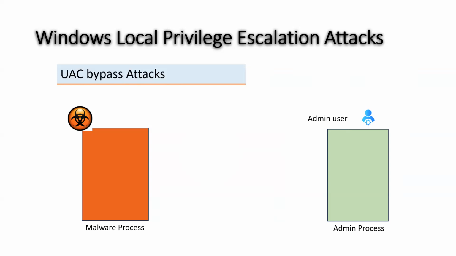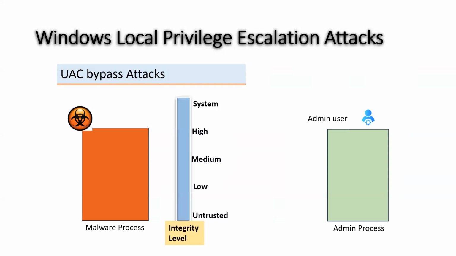Next is the UAC bypass attack, which is another kind of privilege escalation attack. Different processes in the Windows operating system have different integrity levels. The integrity level goes from untrusted to low to medium to high to system, in which system has the highest integrity level and untrusted has the lowest. So you can say a process with a high or system integrity level can access objects with more sensitivity, or you can say it can access system files, for example, the files present in System32. But a process with low integrity cannot access the system files.